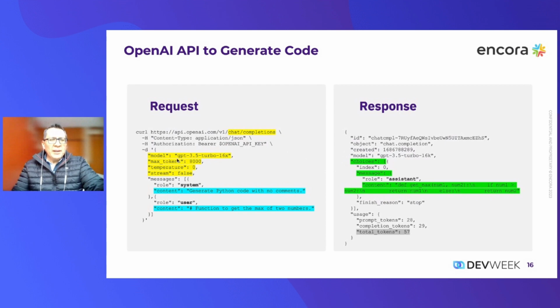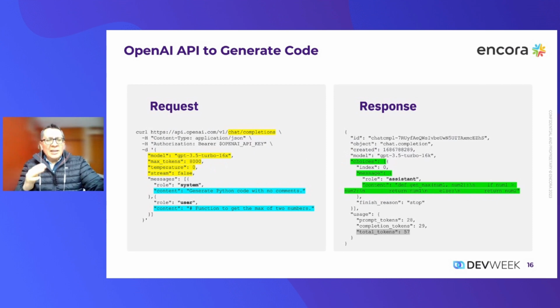Among the parameters, we have the model as the first one. In the model, you can specify what specific model you are going to use for making requests to the API. In this example, we are using the latest one, GPT 3.5 Turbo 16k. 16k means a model that handles 16,000 tokens. Okay, a token is approximately 3 or 4 characters.